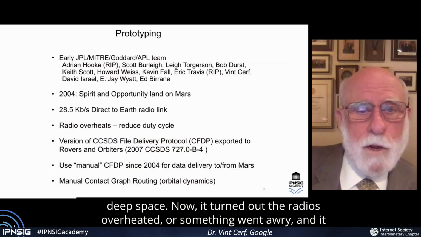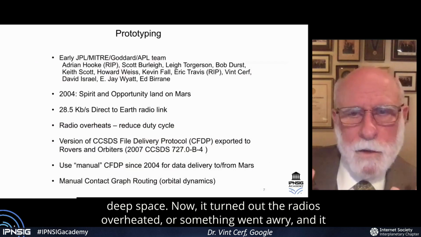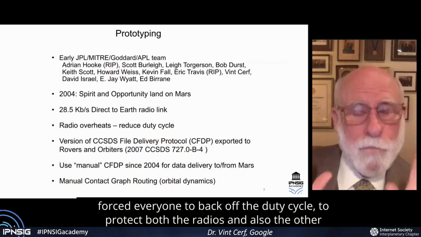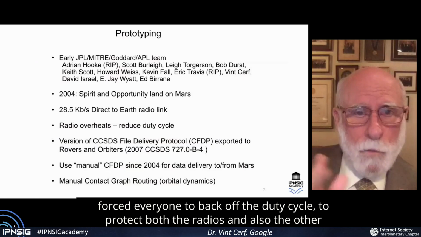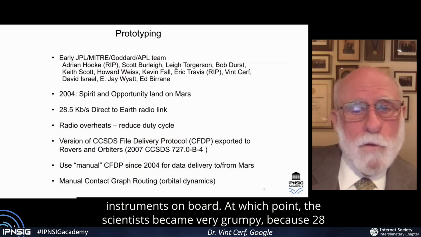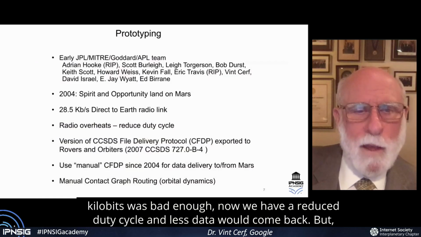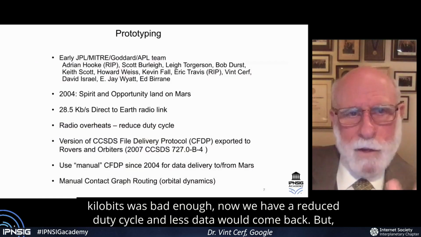So the original plan was to transmit data directly from the rovers, the Spirit and Opportunity, to the Deep Space Net. It turned out the radios overheated or something went awry, and it forced everyone to back off the duty cycle to protect both the radios and also the other instruments on board, at which point the scientists became very grumpy because 28 kilobits was bad enough. Now we have a reduced duty cycle and less data would come back.